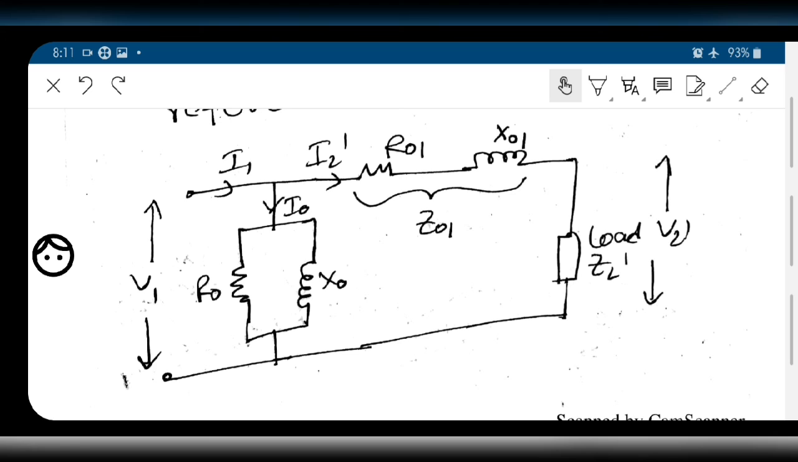Similarly we can also draw the equivalent circuit of transformer referred to secondary, but that is not required. This is a very important and easy question. Try to learn this question. Thank you all of you.